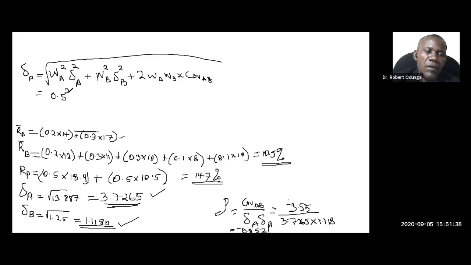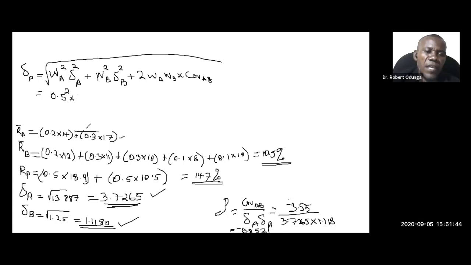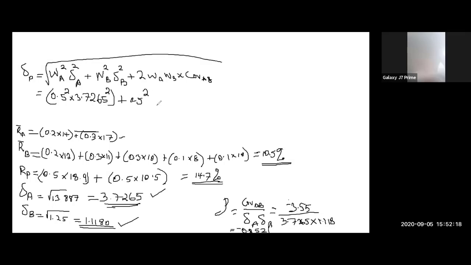Are we together? Yes. Times standard deviation of A, which is 3.7265, squared. Okay. Plus weight of B squared, 0.5 squared. 50% is the same as 0.5.